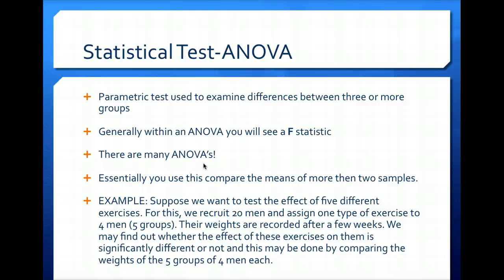Now here's an example. Suppose we want to test the effect of 5 different exercises. For this, we recruit 20 men, assign one type of exercise to 4 men, making 5 groups total. Their weights are recorded after a few weeks. We may find out whether the effect of these exercises on them is significantly different or not, and this may be done by comparing the weights of the 5 groups of 4 men each. To do that, you would use an ANOVA to compare the means of more than 2 samples.